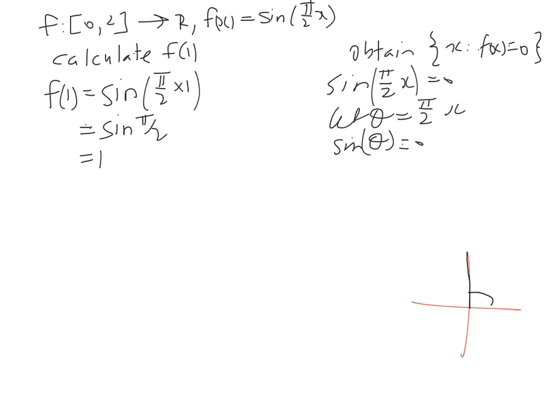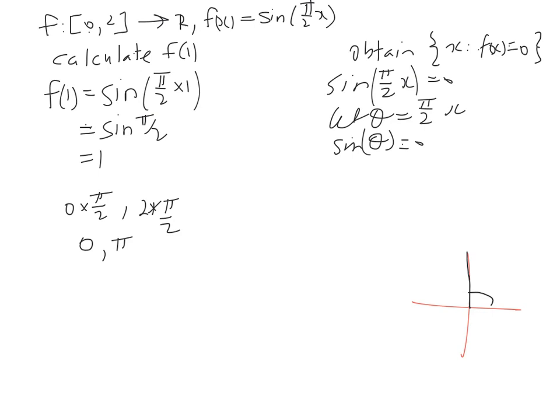Because of that, we've also got a domain to worry about. So we multiply 0 by pi over 2, and we multiply 2 by pi over 2. So our domain is 0 to pi. Okay, now it's going to make a little bit more sense.